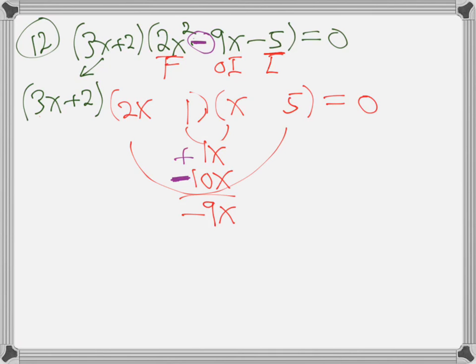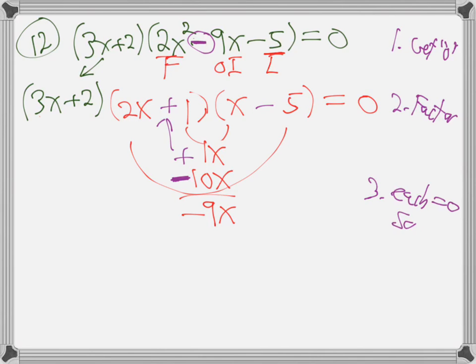So plus 1 minus 10. And the plus goes right there. Minus goes there. Good to there? Is that good? Now what do we do? Each one, right? Step 1, get a 0. It already had that. Step 2, factor. We got it. Step 3, each one gets its own 0 and solve.